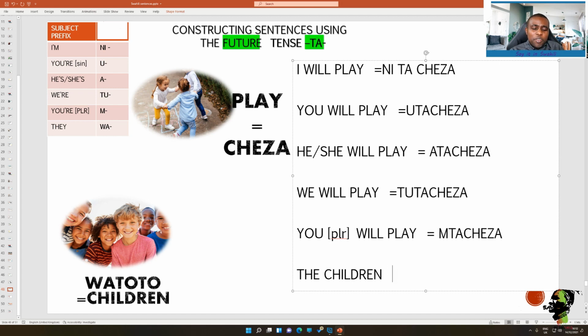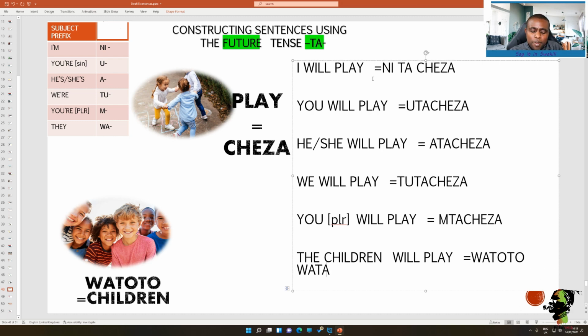What about the children? You can see where I was going. The children will play. What is children in Kiswahili? The noun children in Kiswahili is watoto. So you start with the word watoto. Then they will play. They. Subject prefix. Remember in constructing sentences, a sentence must have a subject prefix, a tense and a verb. And in this case, watoto is the noun, then followed by a subject prefix, they, wa, future tense, ta, play, cheza. Watoto watacheza. That is a very good sentence to mark the end of that session, which is the future, ta. Asante.